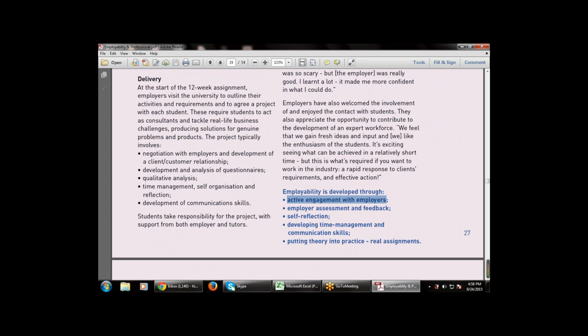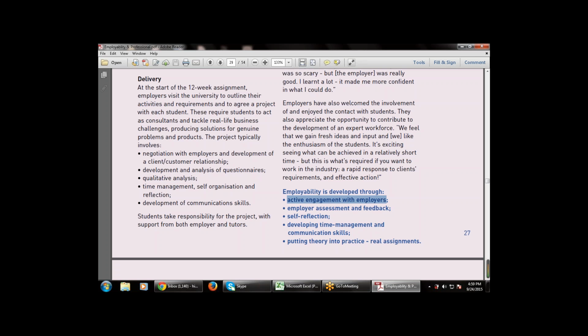Then employer assessment and feedback. There should be proper employer assessment and feedback, which is also used to develop employability. That is also a part of employability. Then self-reflection, then developing time management and communication skills.